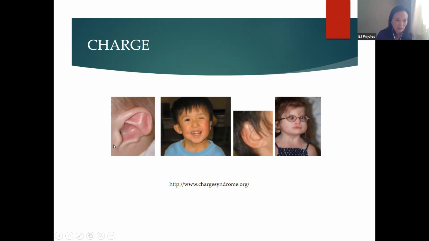And it's this snipped off appearance of the lobe. Not all children with CHARGE are gonna have this, but again, something to consider if you see an ear that looks like this, that it's pretty unique. And then here, a child with CHARGE who has a facial nerve palsy, which is not part of the original acronym, but again, is a characteristic feature.